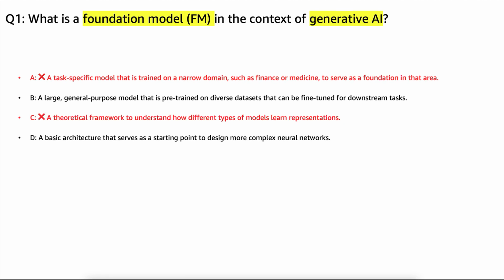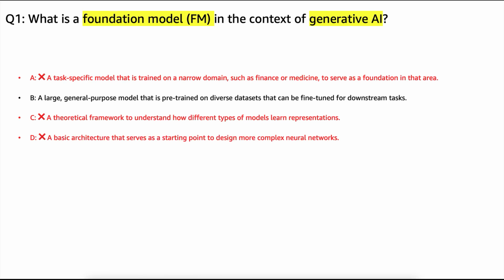Let's continue with option D. This option suggests that foundation models are basic architectures that serve as starting points for complex neural networks. This is also incorrect. FMs are large models that are pre-trained on a vast amount of data and that can perform several tasks. FMs can be fine-tuned for downstream tasks by using smaller datasets. FMs are not an architecture that serves as the starting point for more complex neural networks.